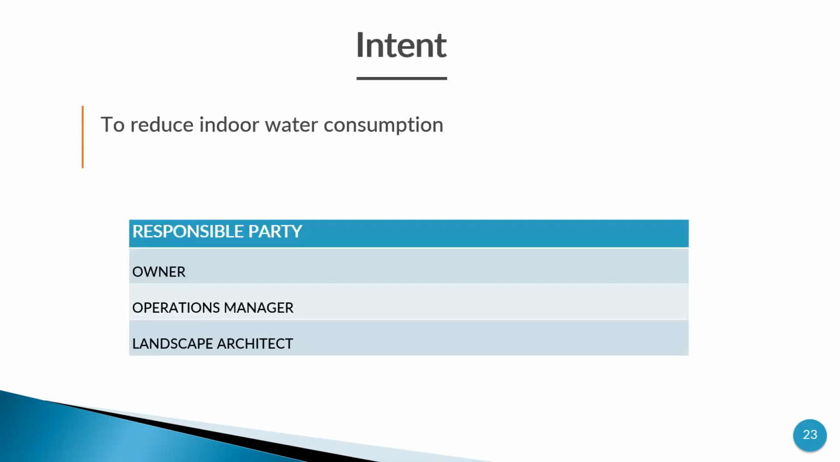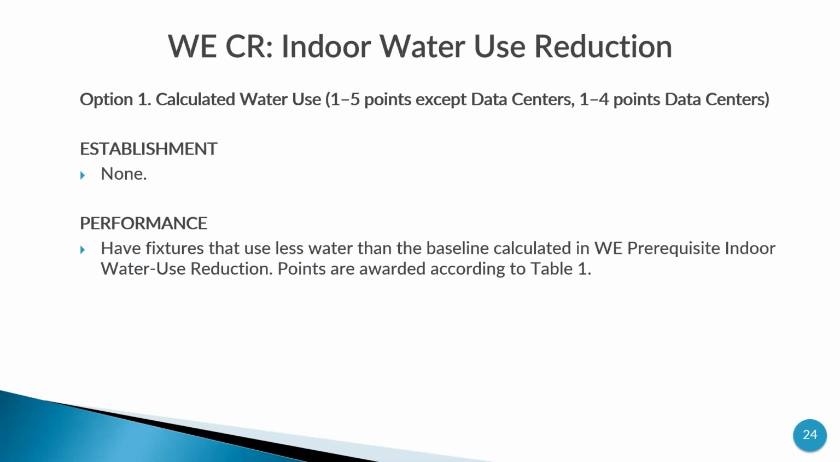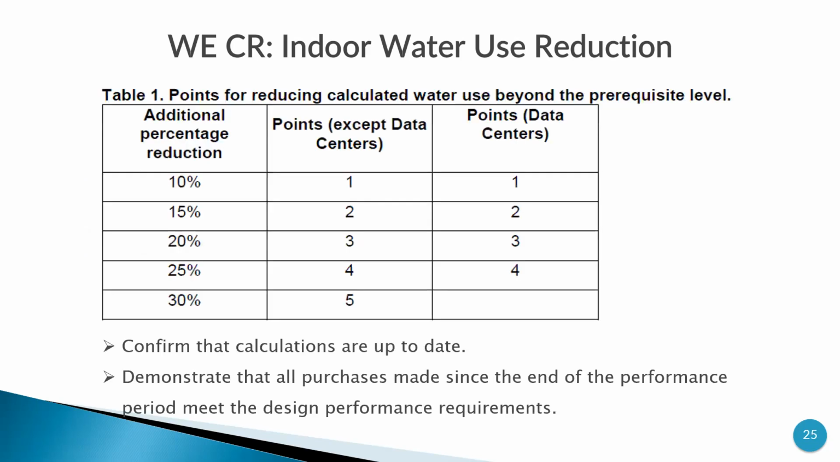Objective is to reduce indoor water consumption. Option 1, calculate water use. There is no establishment. Coming to performance, have fixtures that use less water than the baseline calculated in prerequisite indoor water use reduction, where points are awarded according to, again, table 1, where it says 10% reduction, you'll get 1 point, 15% to 23, 25, 4, and 30. Up to 30%, you get about 5 points.